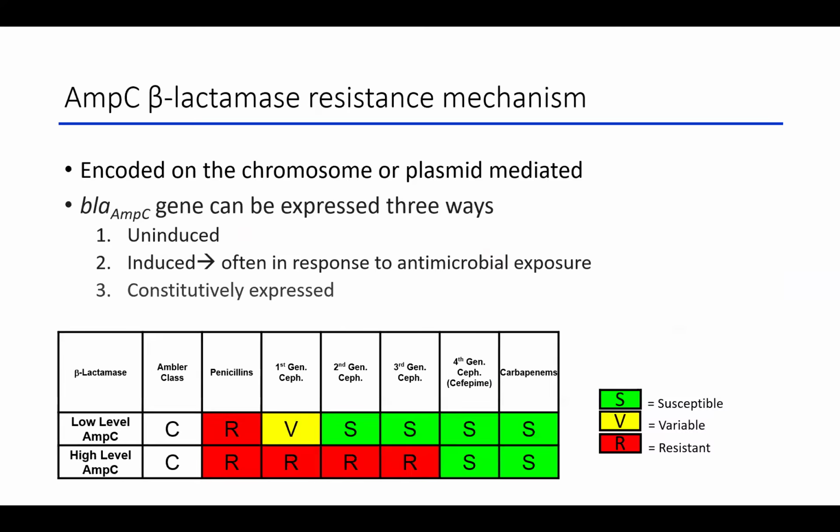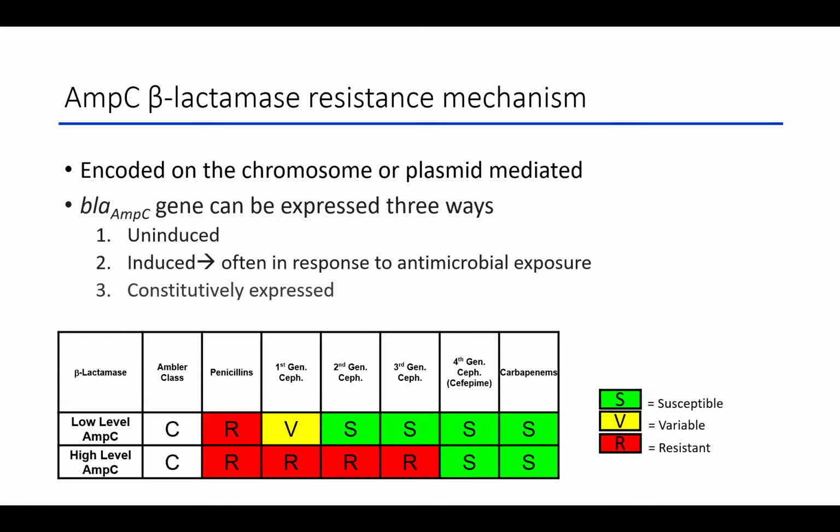Okay, moving on to everyone's favorite, which is antimicrobial resistance reporting. Just real quick, we're going to talk about AMP-C and the AMP-C beta-lactamase resistance mechanism. These are beta-lactamases that can be on the chromosome or plasmid mediated and transferred from bacteria to bacteria. And they exist in three different expression groups that we think about.